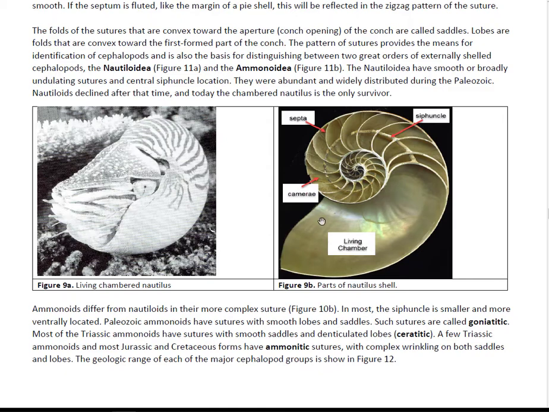And then this is a good picture that shows the living chamber, and this siphuncle that's a calcareous tube that connects the inner chambers, or camera, where the animal can either expel or add gas to these chambers, and it'll allow the animal to go up or down, or to be more buoyant or less buoyant. And in the living position, you can see the living nautilus, the shells are always in this position.